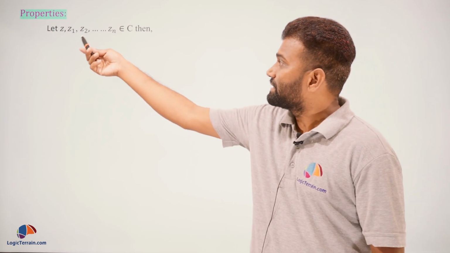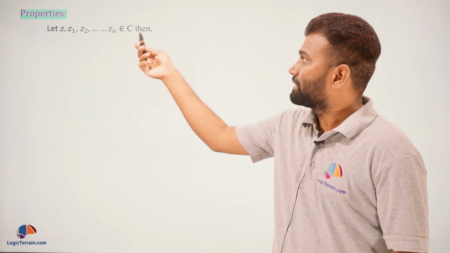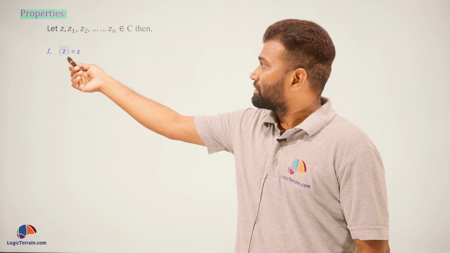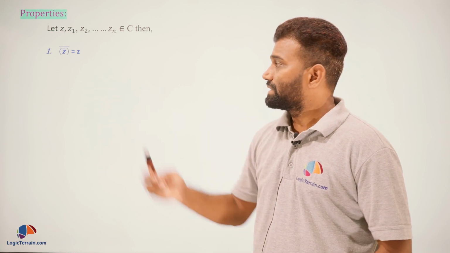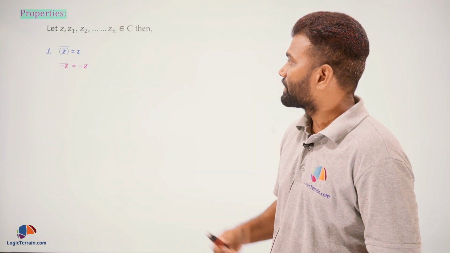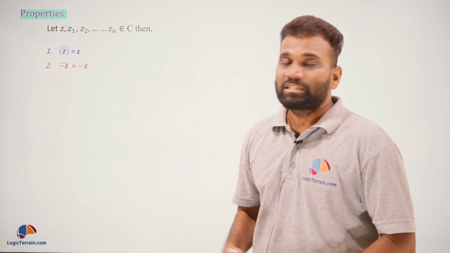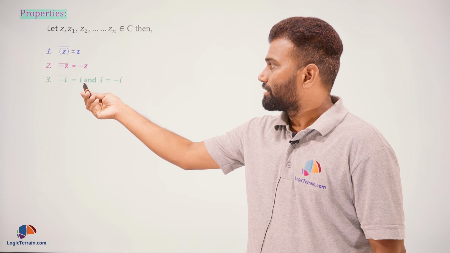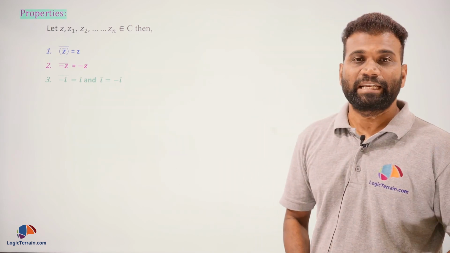In earlier examples we have seen that the conjugate of complex numbers holds some properties. Here are some more properties of the conjugate of complex numbers. Let Z, Z1, Z2 and so on Zn belong to C, which means these all belong to the set of complex numbers. Then Z bar whole bar is equal to Z, which means the conjugate of Z whole conjugate is equal to Z. The conjugate of negative Z is equal to negative Z bar. The conjugate of negative i is equal to i, and the conjugate of i is equal to negative i.